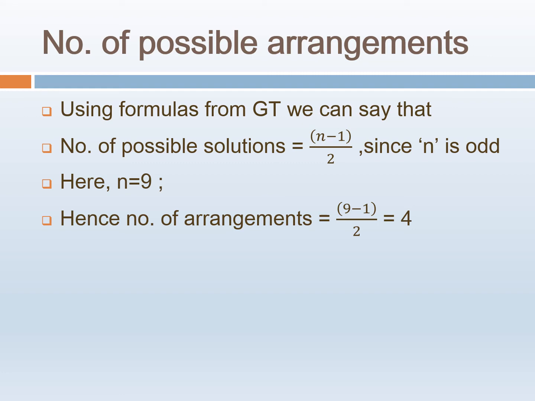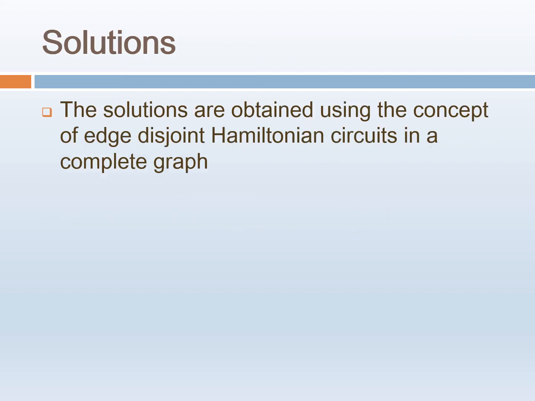That is 4. That means for the first 4 days, all these 9 members can sit in such a way that every time they have a new neighbor. For the first 4 days they can sit in such a way. On the 5th day their neighbors will start repeating. So this solution we found using the formulas of GT. These solutions are obtained using the concept of edge disjoint Hamiltonian circuits in a complete graph. We will learn this later. Need not worry at all.